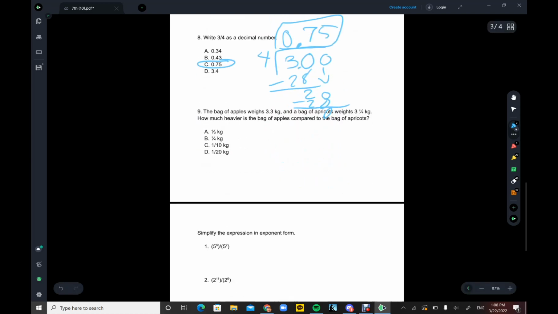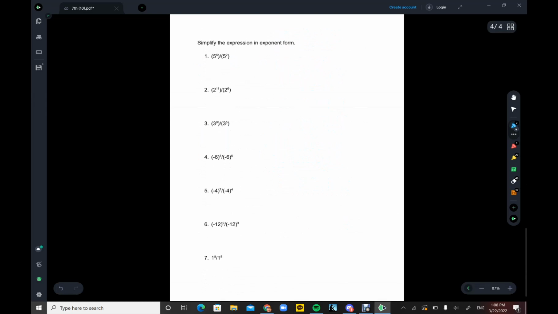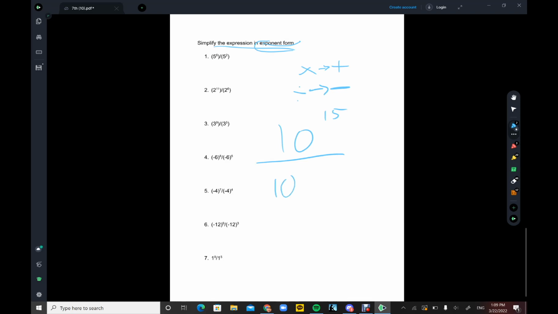Okay, let's go to the last page. Simplify the expression in exponent form. So all these questions, you just have to simplify it to its simplest form. Now, when you're dealing with exponents, if you're multiplying exponents, then you add the exponents. If you're dividing the exponents, then you are subtracting the exponents. So let's say, for example, you've got 10 to the 15th power over 10 to the 10th power.